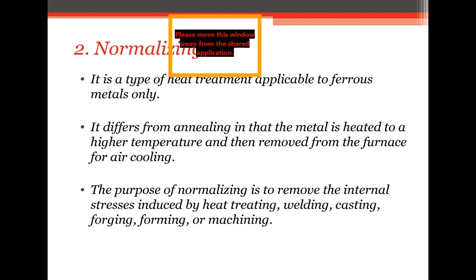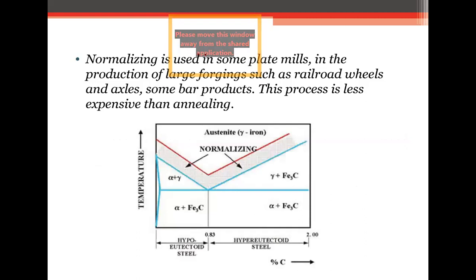Third point is the purpose of normalizing is to remove the internal stresses induced by heat treating, welding, casting, forging, forming or machining. Cooling medium of the normalizing process is air. Normalizing is used in some plate mills, in the production of large forgings such as railroad wheels and axles, and some bar products. This process is less expensive than the annealing process. Now you can see here how the normalizing process is carried out.